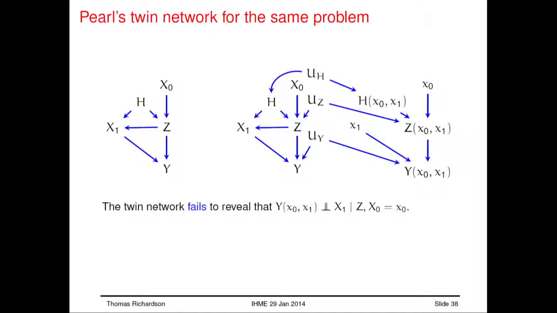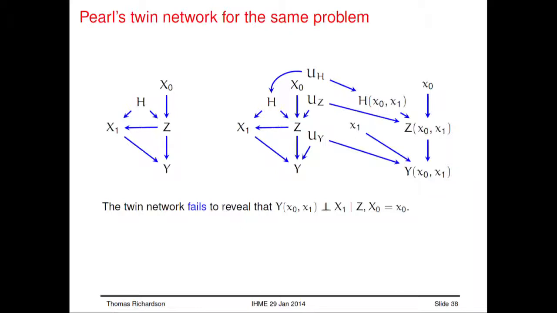And if you read his book, he then looks at this graph and concludes that this independence does not hold. The reason he thinks that is because he says, well, I can get from y of x0, x1. So I'm conditioning on z, this guy, and I'm conditioning on x0, these two. He says condition on those two.